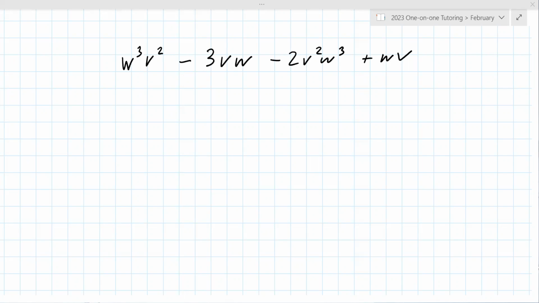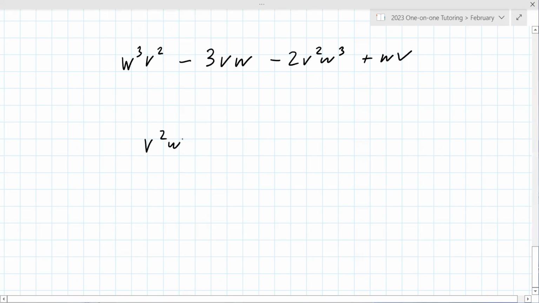v squared w cubed minus 2vw, like this. Yeah, looks pretty good. Close, really close.